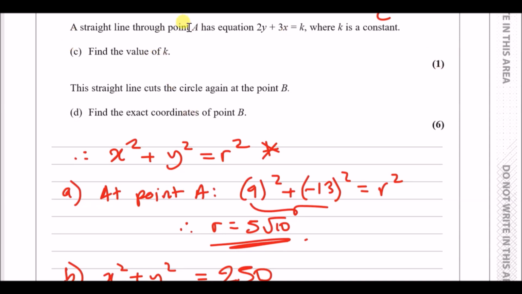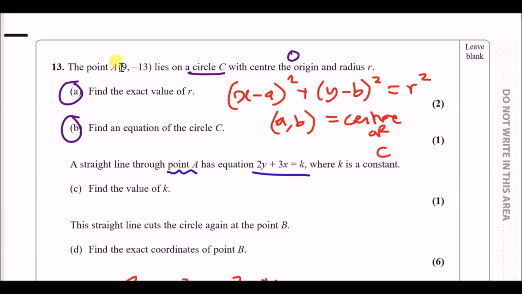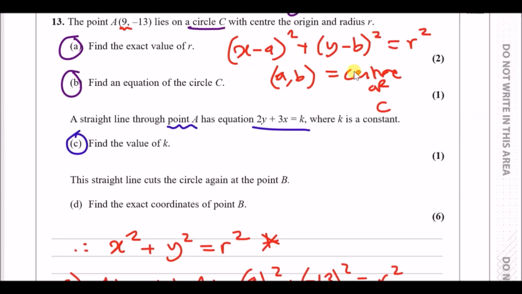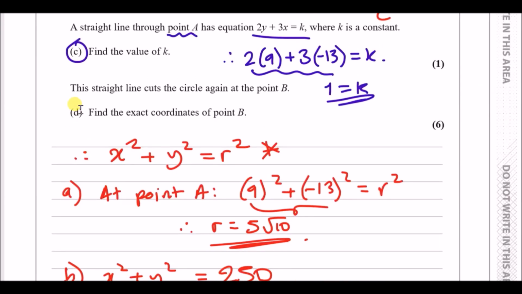All right, this is easy. So you've got A, which passes through this point, and that equals k. Well, all you've got to do is literally substitute the value of A into this equation. So replacing x with 9 and y with minus 13, you should get 2 times minus 13 plus 3 times the x, which is 9, equals k. Putting this in your calculator, you're done. You should get a solution of 1. So k equals 1.